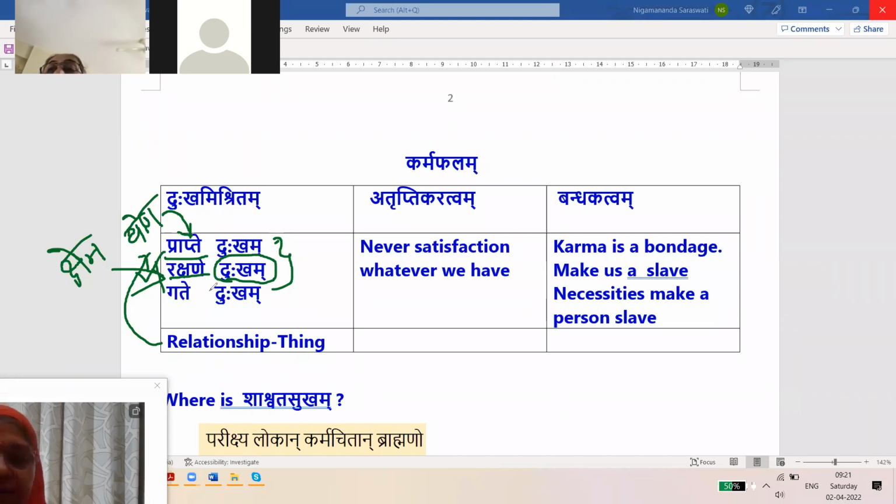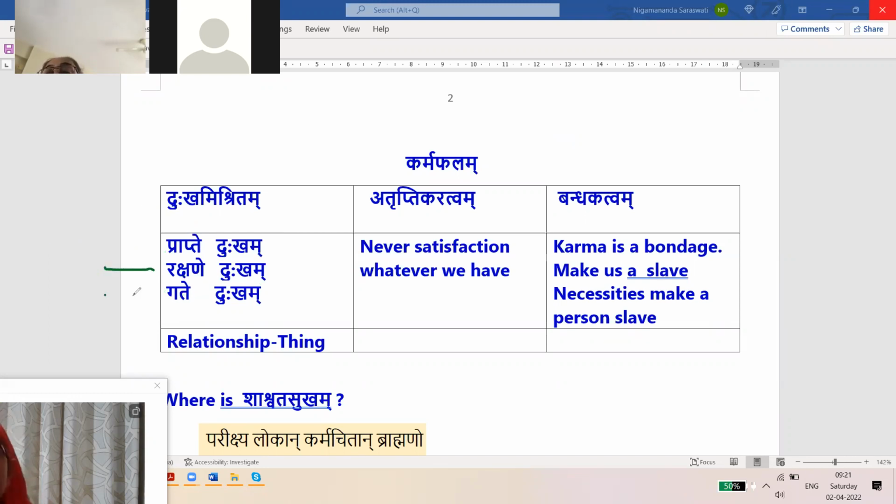And after we have acquired everything, and maintained everything, one day will come, whether we like it or we don't like it, this thing will go. It may be a relationship, it may be a person, it may be anything. So gati api dukha. So all karma phala is fraught with dukkham, pain only, in acquiring, in maintaining, and in going, whether we like it or not, it will go. Because everything is ashashvatam, anityam, so dukkhamishritam. The first defect is called dukkhamishritam.